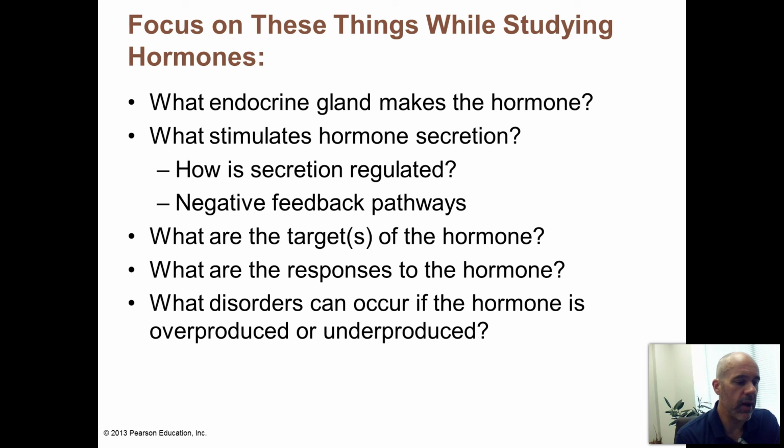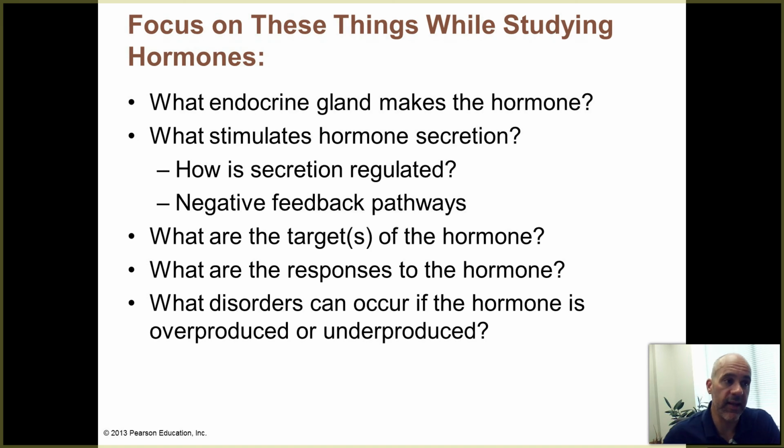All right, so moving on, we're going to be seeing lots of different examples of hormones made by the endocrine system and the effects they have on the body. So one of the things you want to do while you're studying, and it wouldn't hurt to make a table or an outline, is do this for each endocrine gland and hormone that we talk about. When you're learning about particular hormones, start learning what endocrine gland makes the hormone. What stimulates the hormone's secretion?